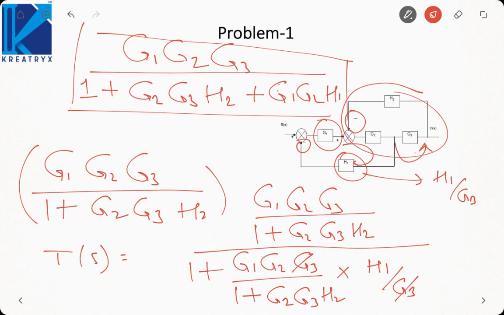So here just one trick was involved, that was shifting this takeoff point to the output. You may try other methods also, but this one seemed feasible to me and it's the simplest one, because we needed to perform just one operation. Other than that, it was only about the feedback system.